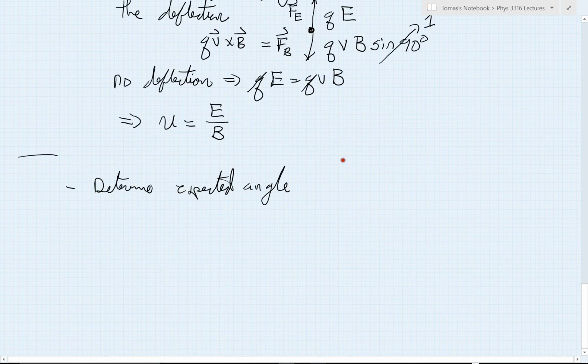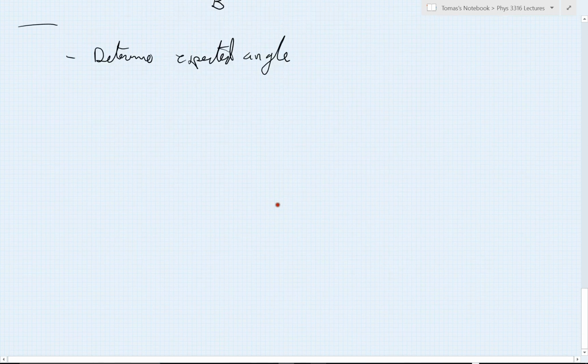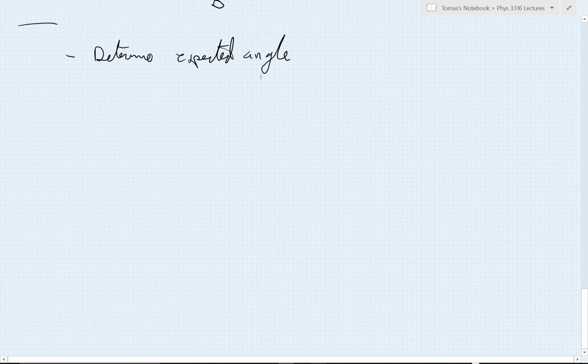Now, to determine the change in direction, that means we need to know the velocity after the effect of the parallel plates. And to determine that velocity, we need to know the final momentum.